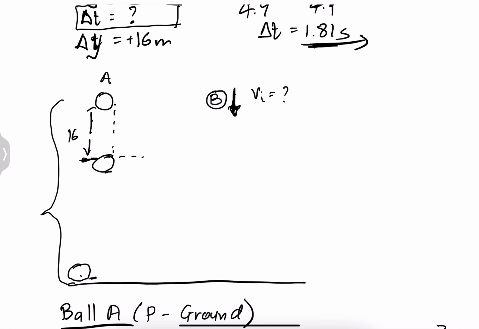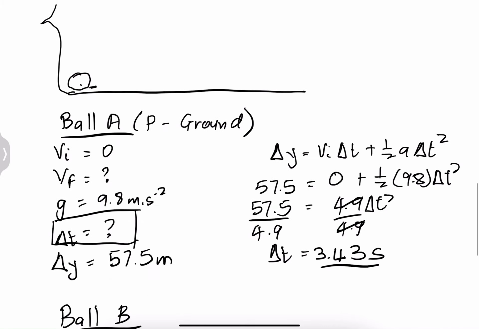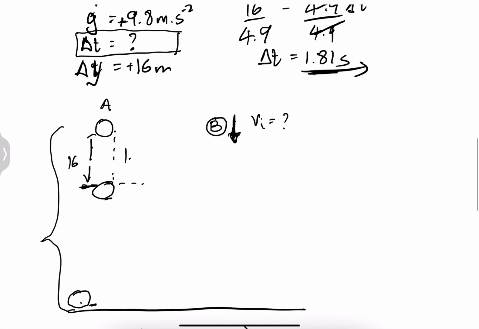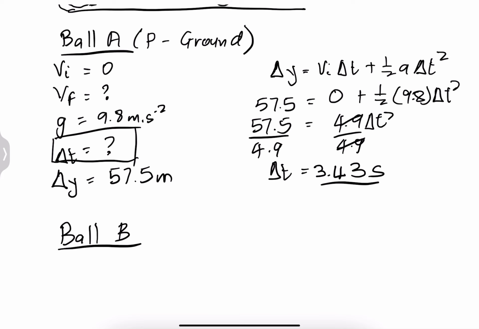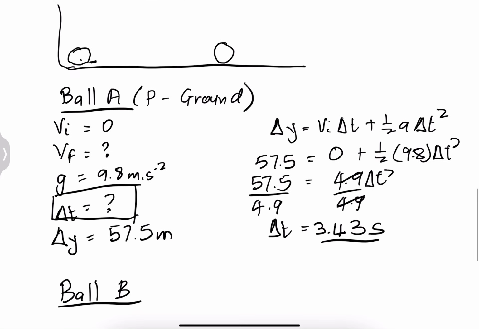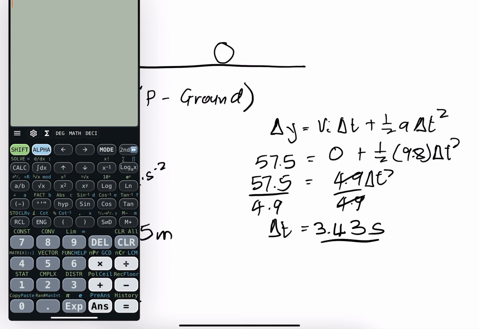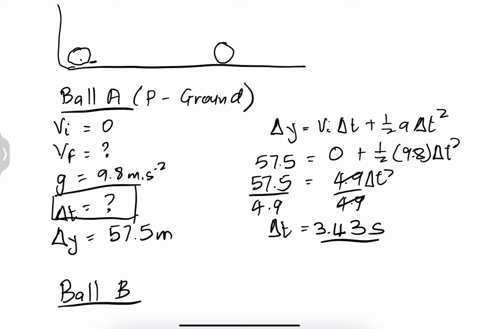So how long would it have taken? It took 1.81 seconds to get to that point. So meaning ball B had a time delay of 1.81 seconds. All right? So how long will ball B actually take to reach the ground? It will be that 3.43 seconds minus the 1.81 seconds, right? So what we're going to do is the time is 3.43 minus 1.81 seconds, and that gives us 1.62.